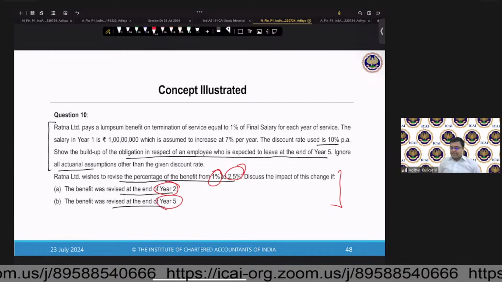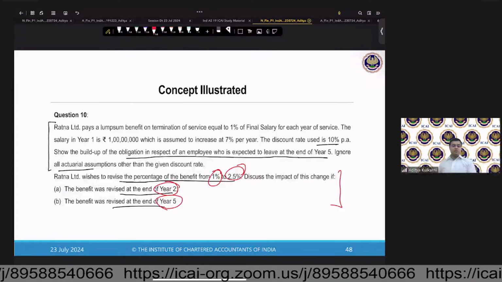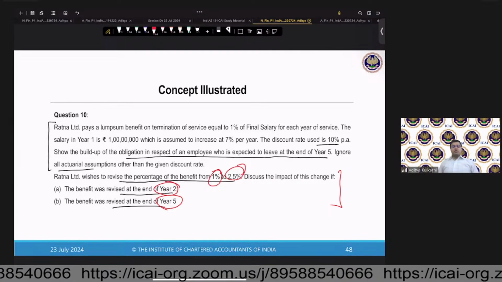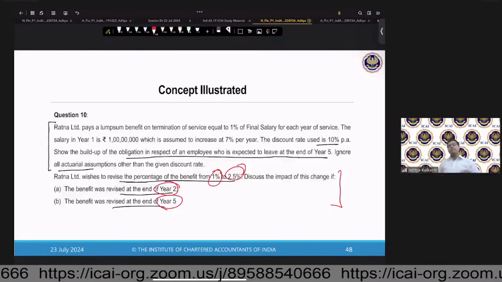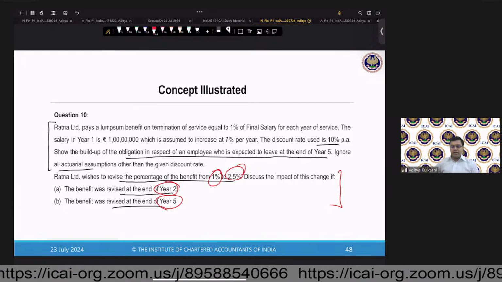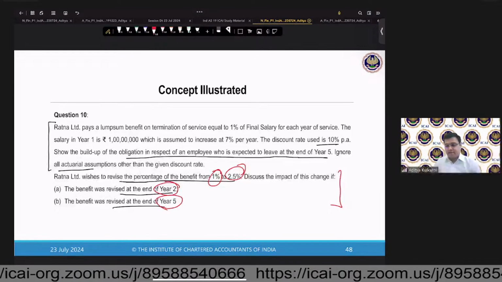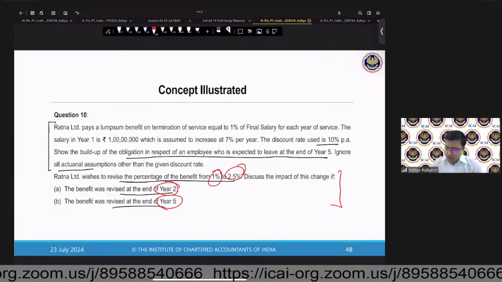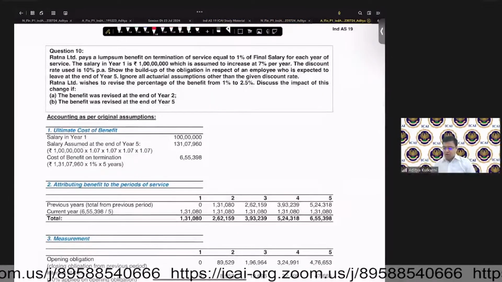Or if you are revising it at the end of year 5, the past service cost of years 1 to 4 will all cumulatively hit in year 5. You will not do a retrospective restatement because plan amendment has happened current year. You will take the impact currently. Are we okay with this? Yes. So that takes care of this. So now let us quickly look at the way the question has been solved.